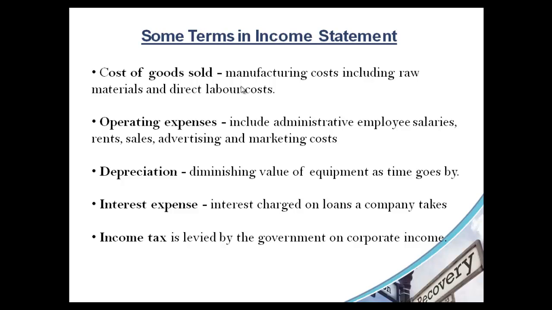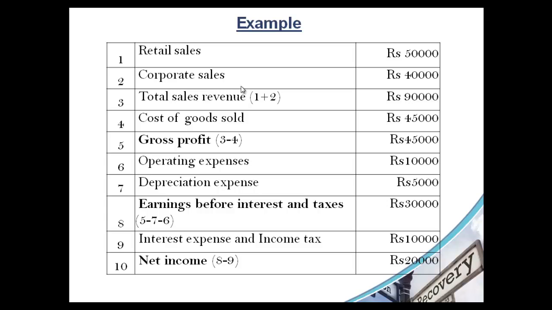Let us now look at a simplified example of an income statement and try to understand the various components and their interrelations. As point 3, we have the total sales revenue. The total sales revenue comprises of retail sales and corporate sales. So, we have the total sales revenue as 50,000 plus 40,000 equal to 90,000. The cost of goods sold is rupees 45,000. In order to get the gross profit, we deduct the cost of goods sold from the total sales revenue.